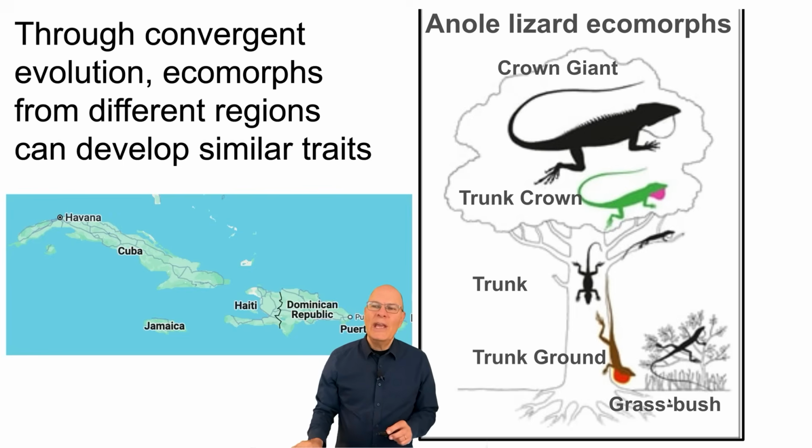But what's really cool is that through convergent evolution, ecomorphs from different regions, different islands in this case, can develop similar traits. So you have crown giant lizards that can be found on Cuba, Jamaica, the island of Hispaniola, and Puerto Rico, but they're not closely related to one another. They evolve these traits independently through convergent evolution. And that's true of the trunk crown lizards, the ones that live in the trunk ground, and the grass bush. And this relates to a really cool case study from the Howard Hughes Medical Institute that most AP Biology students experience, and now you'll understand it better.